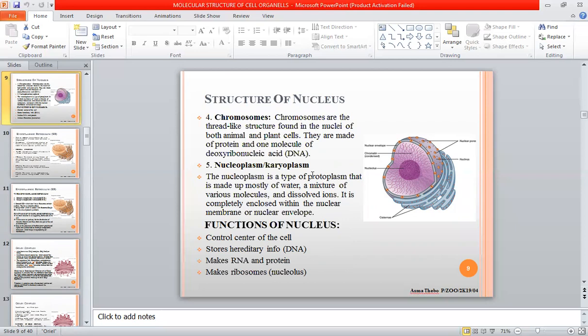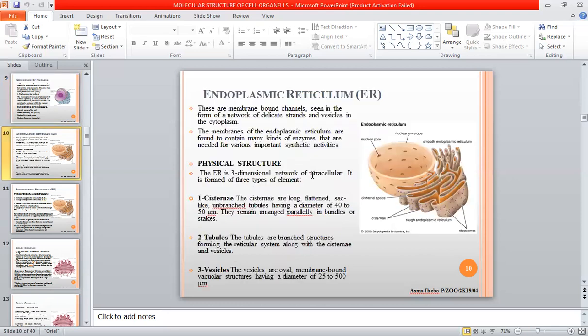Nucleoplasm, which is also called karyoplasm, is a type of protoplasm made up mostly of water and different substances. Function of the nucleus: the nucleus controls the cell activity. It stores hereditary information in the form of DNA. It makes RNA and protein, which make ribosomes within the nucleus.